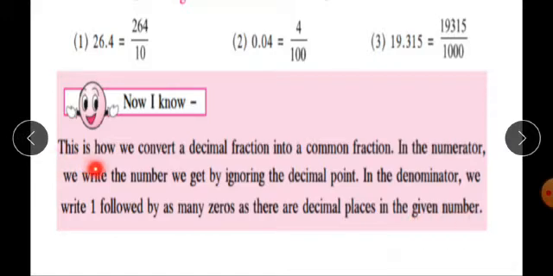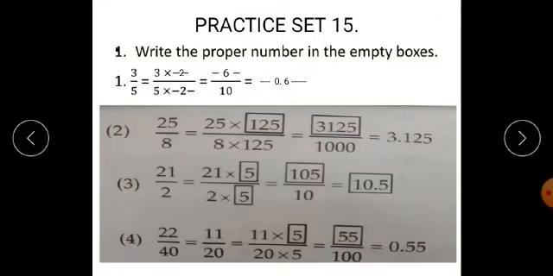I again repeat, this is how we convert a decimal fraction into a common fraction. In the numerator, we write the number we get by ignoring the decimal point. In the denominator, we write 1 followed by as many zeros as there are decimal places in the given number. Student, this is very easy to understand. I hope you understand this very well.